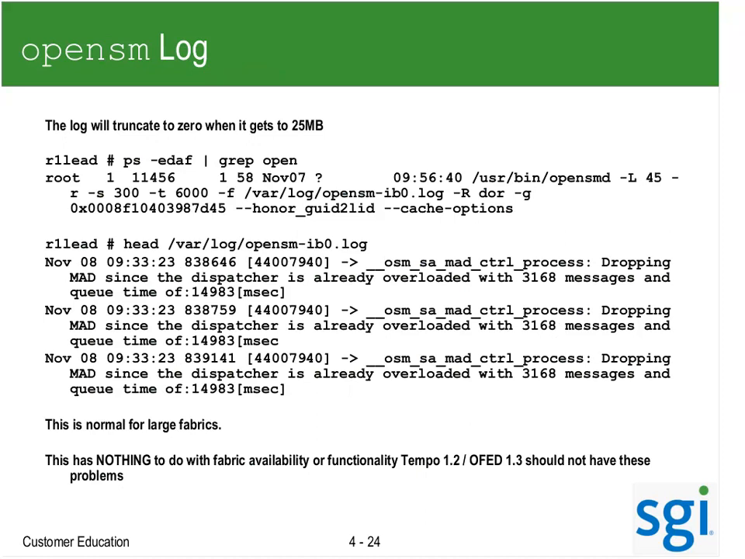So there is a log. Here I was just doing a PS grepping for open. I can see where the log is. And then I did a tail on the, or head on the log. This was an older error message. This is quite a couple years old now. And we were just showing an example of something that's normal for large fabrics. You don't see that with the newer releases, but I still wanted to keep the slide in.